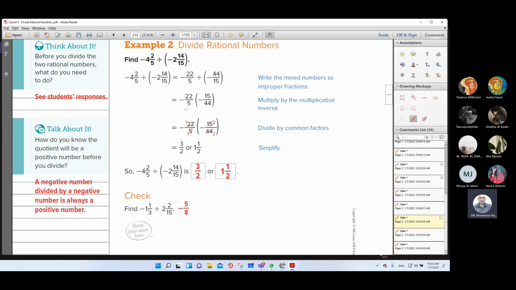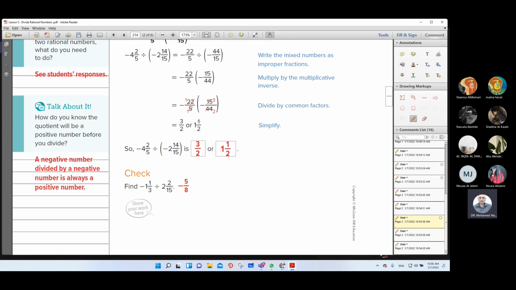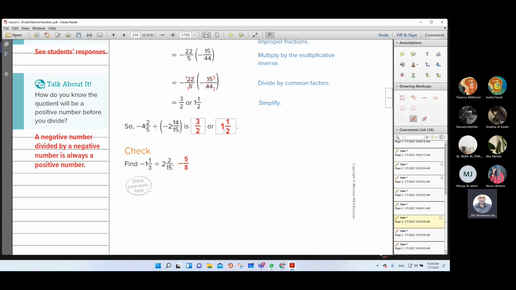Then we can simplify. 22 divided by 22 will be 1, and 44 divided by 22 will be 2. And 15 divided by 5 will be 3, and 5 divided by 5 will be 1. Now you can multiply numerator by numerator. Negative 1 times negative 3 will be positive 3, and 1 times 2 will be 2. 3 over 2 means 1 and 1 over 2. So the answer will be 3 over 2 or 1.5.